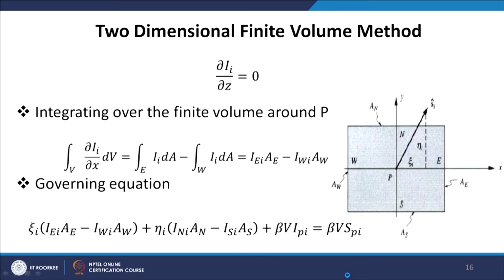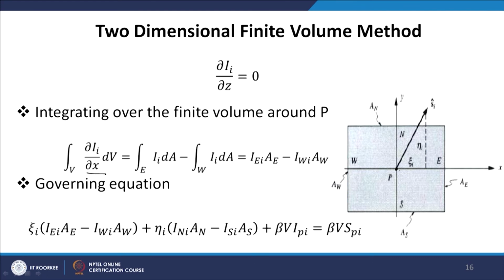Now, as we do in any finite volume scheme, we first integrate the terms over a finite volume. So, we integrate, let us say, the first term del I by del x over a finite volume, and then we approximate using the Gauss theorem. We convert the volume integral into a surface integral. So, del I by del x is converted into the integration of intensity I over face e dA minus the integration over face w dA. We are interested in finding the intensity at point P in the finite volume cell.